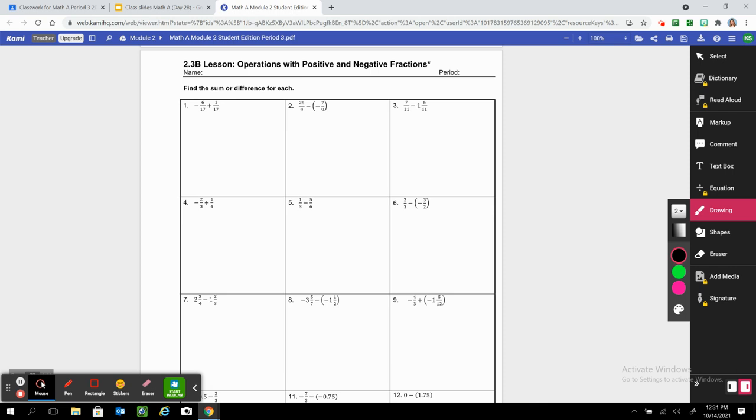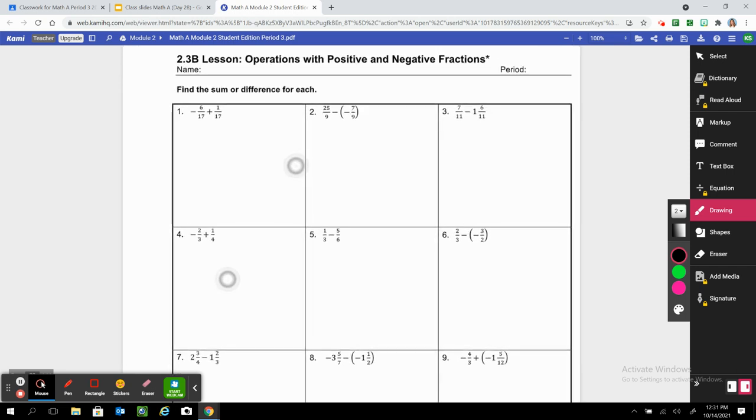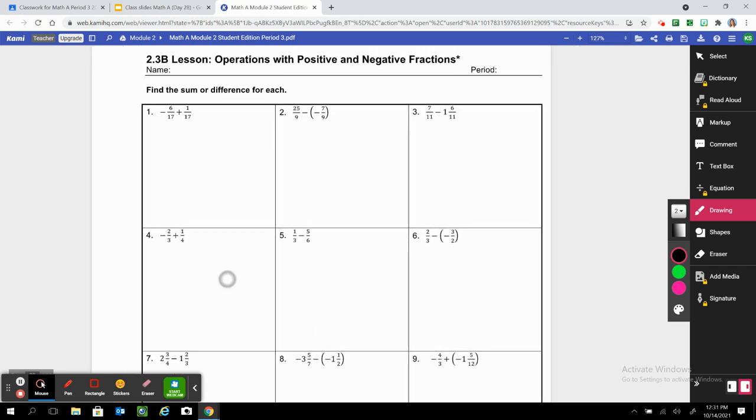So today's lesson is 2.3b about operations with positive and negative fractions. We're going to be finding the sum or the difference for each. We're going to start with fractions that have common denominators. For problem number 1, it says negative 6 over 17 plus 1 over 17. When we have common denominators, we want to keep the denominator the same and just combine the numerators.